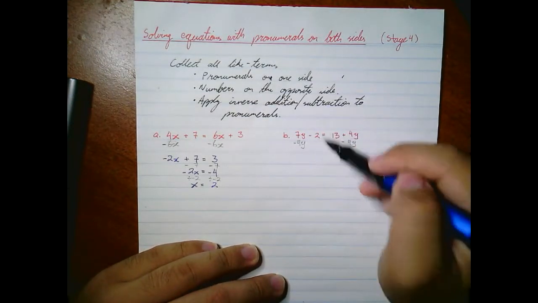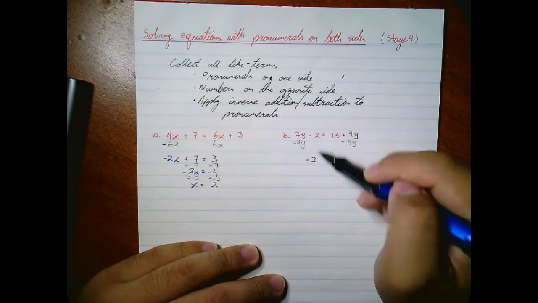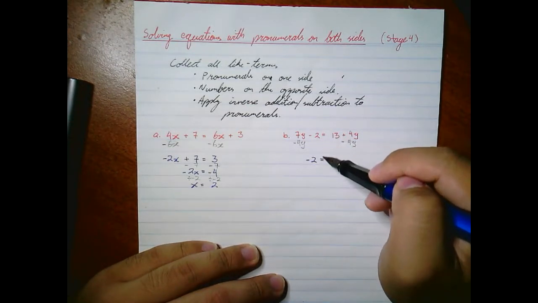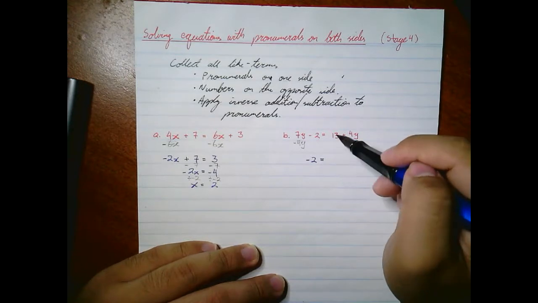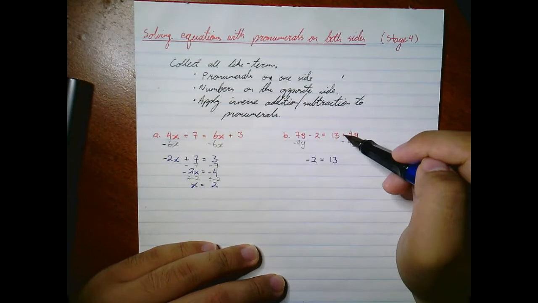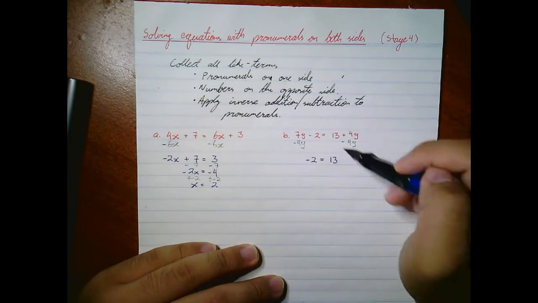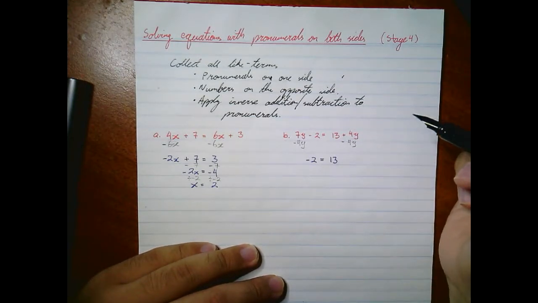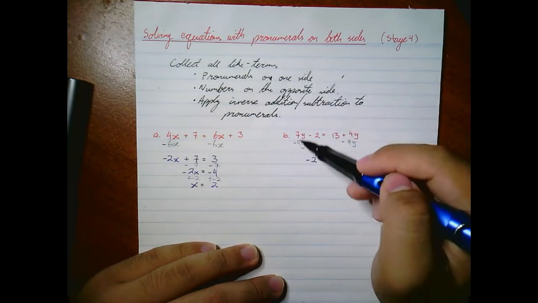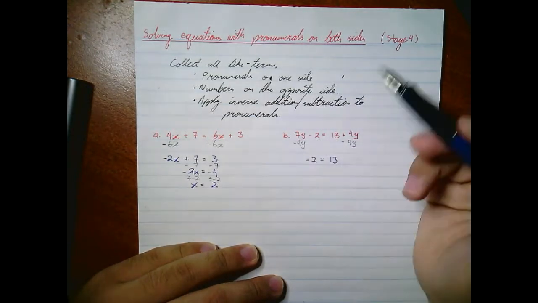This minus 2 stays as it is. It has not been touched. That equal sign, I want to keep it as close as I can to the middle. That 13 remains untouched as well. And this plus 4 minus 4, well, this goes away. 7y minus 4y, well, 7 minus 4 is 3y.